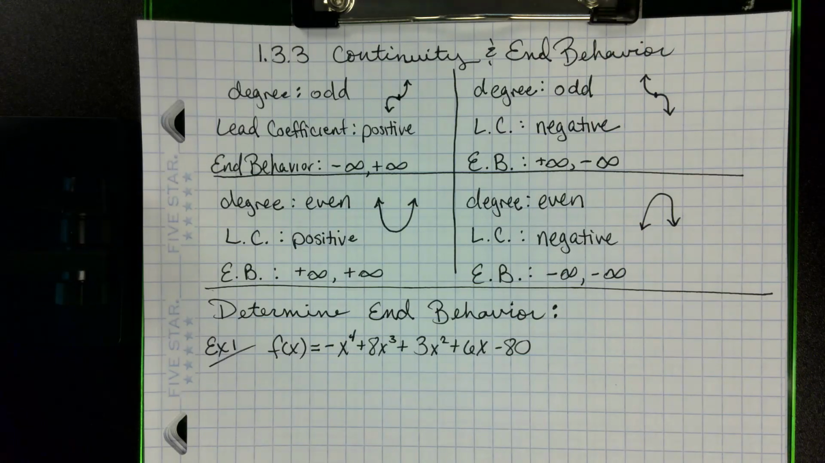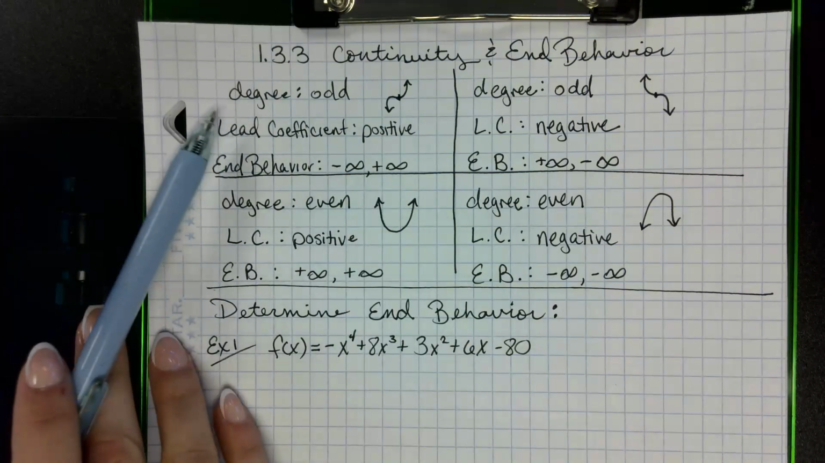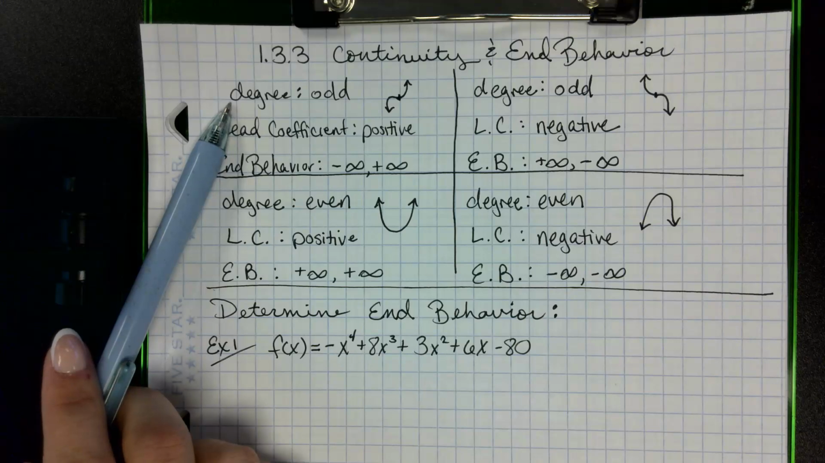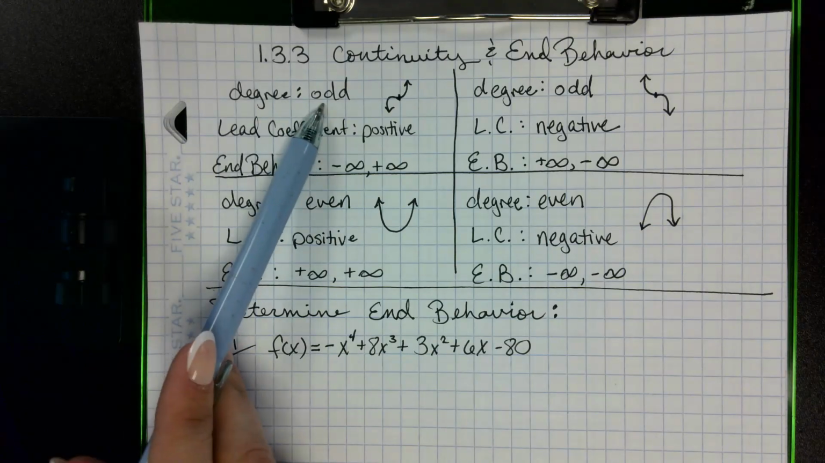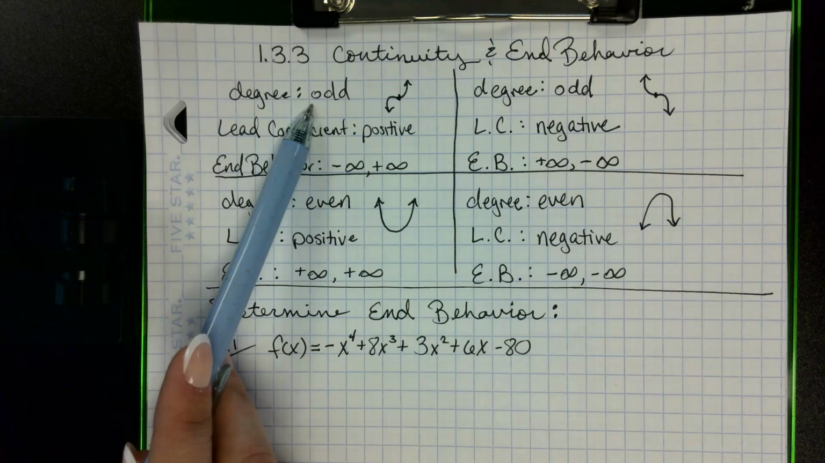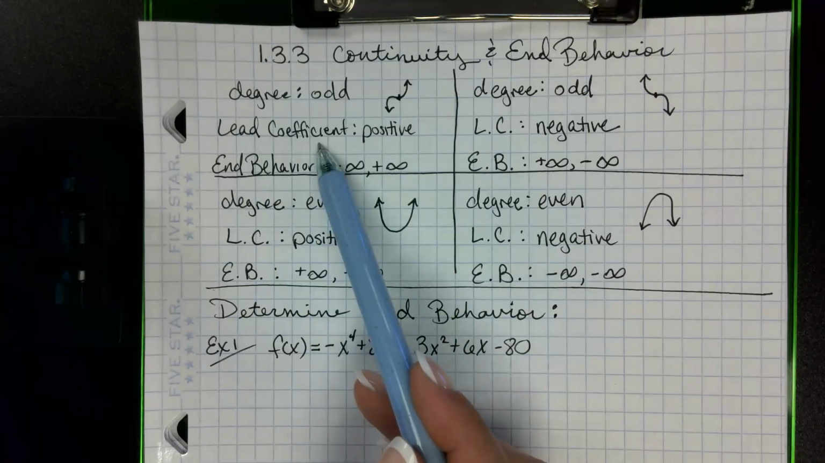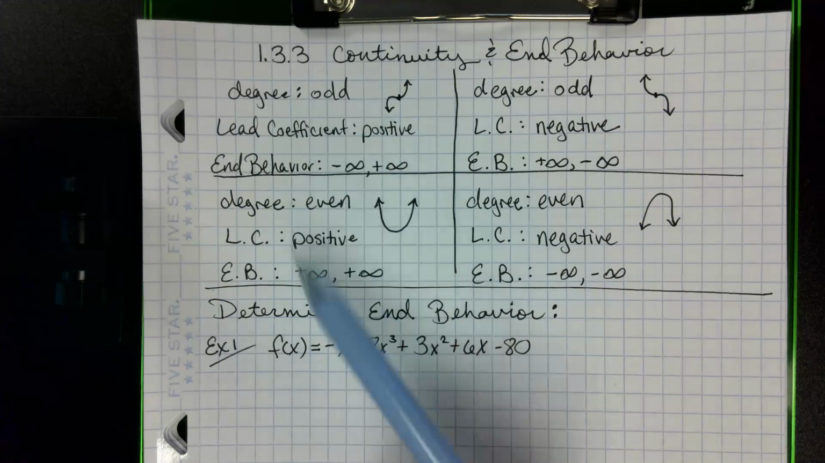For most of the problems, they fall into one of these 4 categories. Rational functions kind of have their own thing, so I'll talk about rational functions at the end. But anything that's not a rational function will fall into one of these 4 categories. So the first situation is we're going to look at the highest degree of the polynomial. If the degree is odd, like 3x to the 3rd power, 5th, 9th, any odd number, and its lead coefficient is positive, then we have a positive odd function.